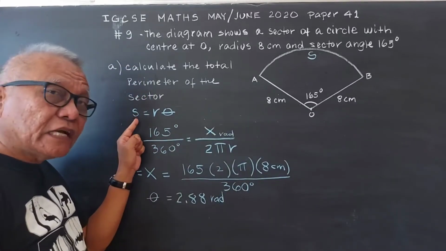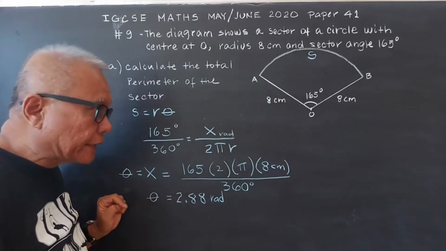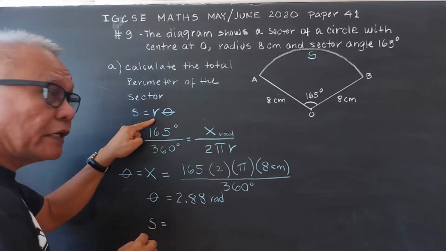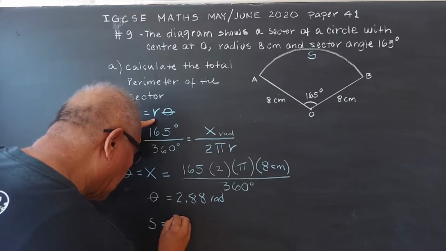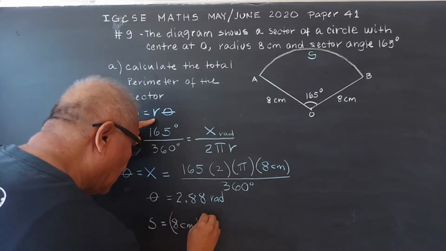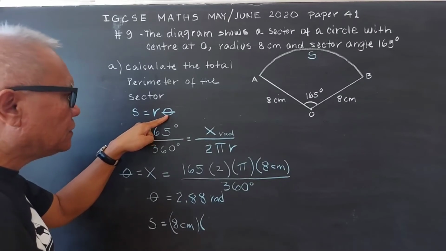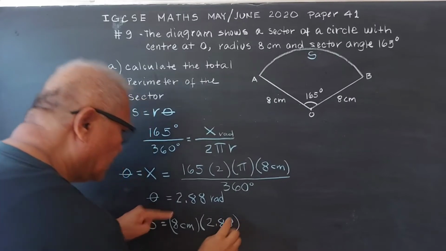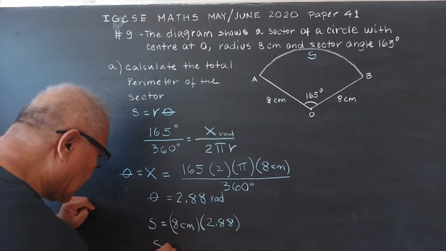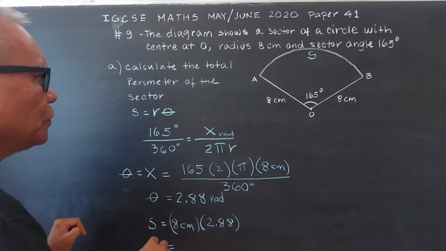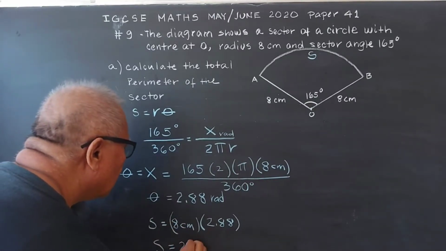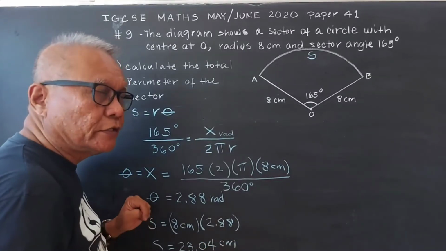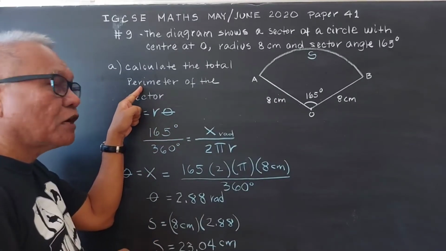And then we can find now the S, the subtended arc. So S now here is equal to the radius, which is 8 cm, times the central angle in radians, which is 2.88, and our S is equal to 23.04 centimeters.